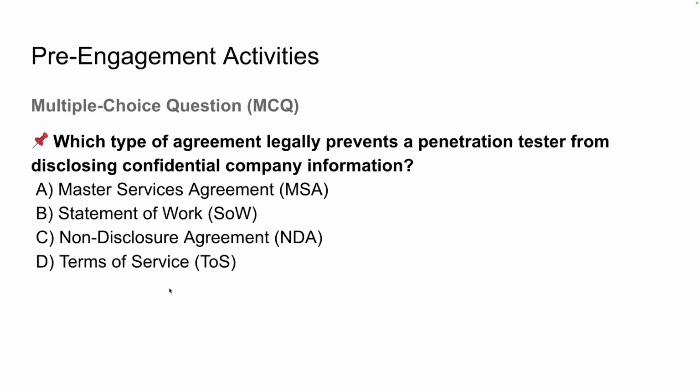Cool. Excellent. Multiple choice here. So which type of agreement legally prevents a pen tester from disclosing confidential company information? So disclosing, right? That's kind of the key term here. The master services agreement is basically the rules that they would follow in every interaction, including the one you're working with. Statement of work has to do with the rules, regulations, the scope of the data that you can attack or the systems. Terms of service has to do with the responsibilities of each side and what happens if you don't abide. Non-disclosure has to do with disclosing. So specifically, it has to do with the disclosure of the data, and you can't disclose any of the data.